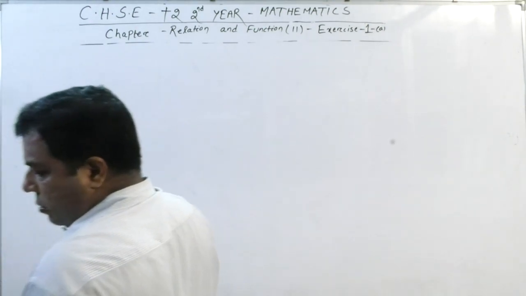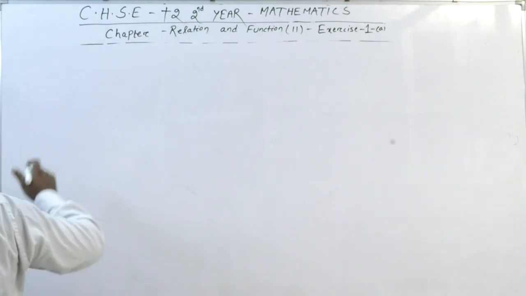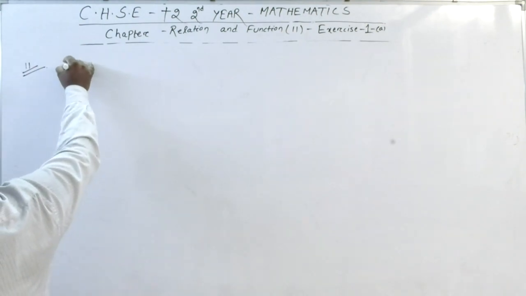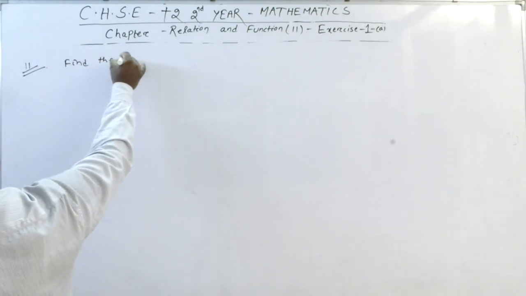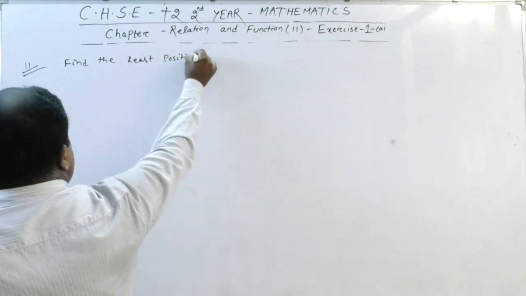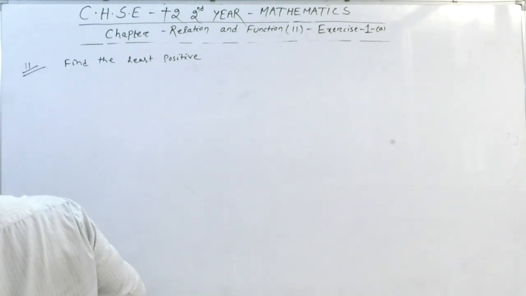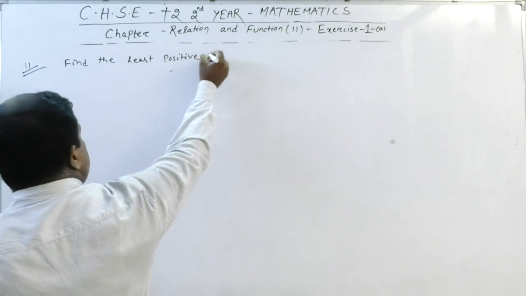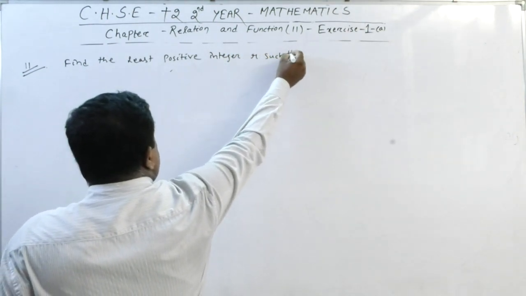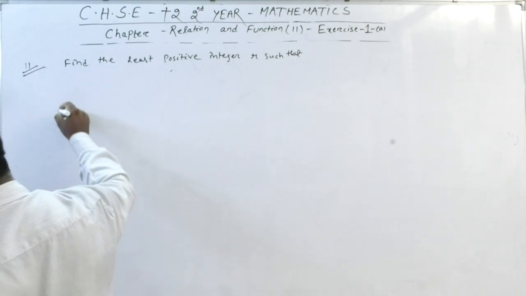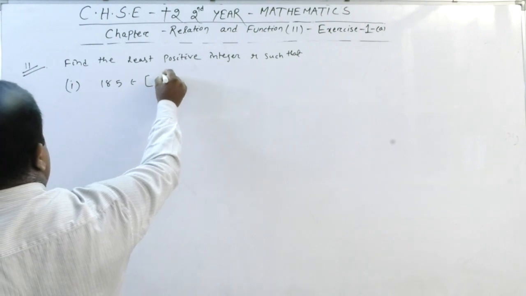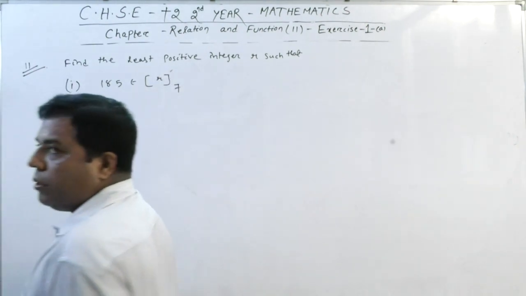The next is question number 11. What is given? Find the least positive integer r such that 185 belongs to r modulo 7. Okay, so modulo 7.